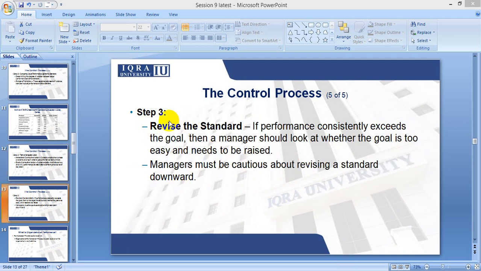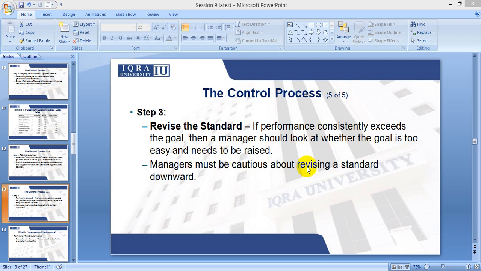Or else we have one more option in step number 3, that is to revise the standard. If performance consistently exceeds the goal, for example, if we are performing very well, then a manager should look at whether the goal is too easy and needs to be raised. Because whenever a goal is set, it is set with a stretch. For example, if we have to do this task, we actually give a little tough time in that plan, so that we at least exceed this much. So if things are quite easily achievable, it means that the goal is not of that level. It needs to be raised or revised.